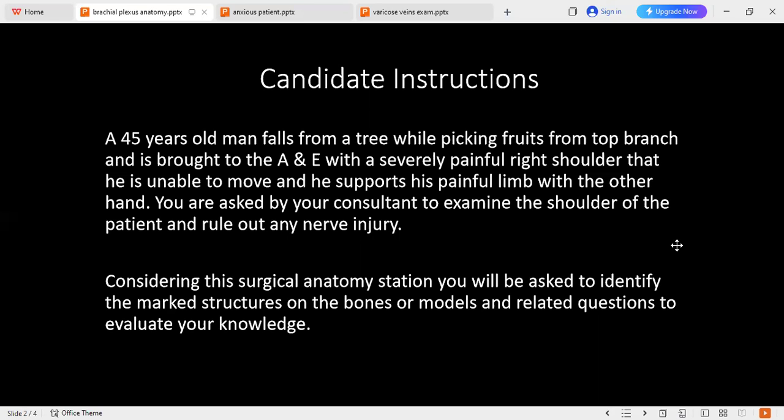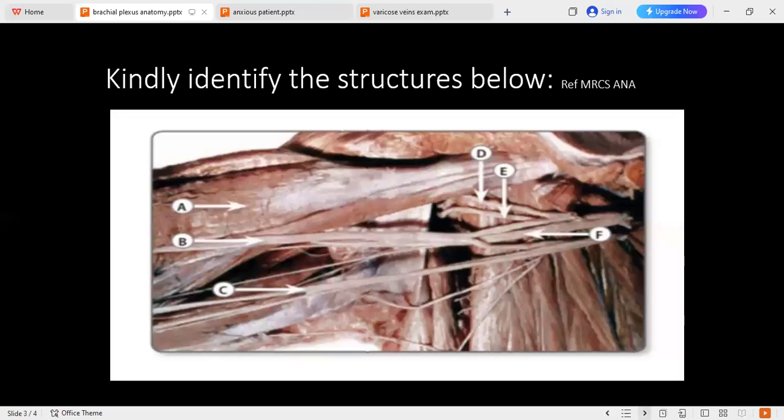Right. So if you've read and understood the surgical anatomy station, please tell me which region you are looking at? In the shoulder region, ma'am. Okay. And in the shoulder region from the front, you're looking at certain structures which are labeled from A to F. Would you be able to identify what type of structures these are? It's the brachial plexus, ma'am.